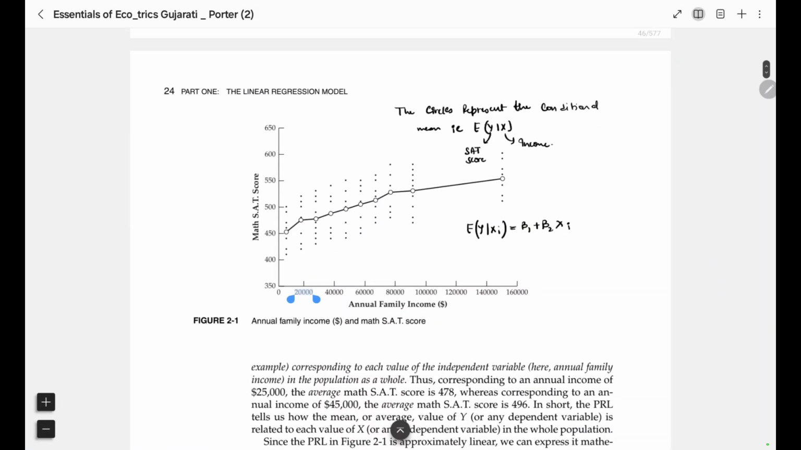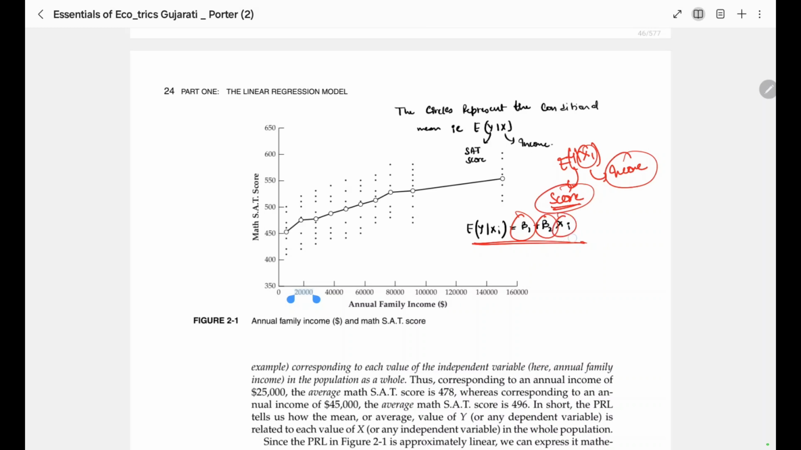So we have written this equation, right? That is, we are getting the expected value of y given xi. Xi is our income and y is the score of the students. Now the question is, what are these two things, beta 1, beta 2, xi? So xi, we know, is income.